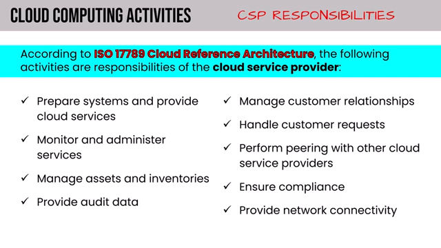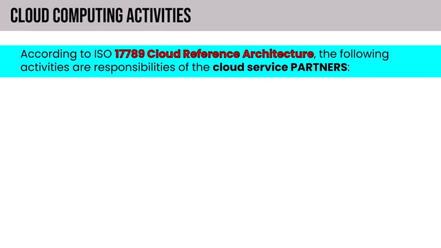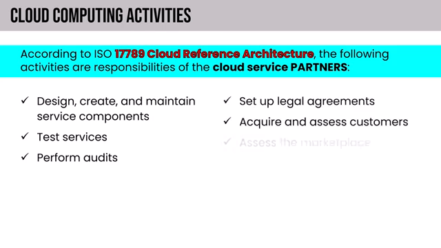Now let's look at the third party here, the partner. So partner responsibilities, according to ISO 17789, include design, creation, and maintenance of service. So that would be typical in an architecture scenario where the partner is providing consulting services. Testing, potentially performing audits as an independent assessor. Setting up legal agreements, assessing customers, assessing the marketplace, so really determining where the partner can effectively provide services that are value add in the cloud scenario.